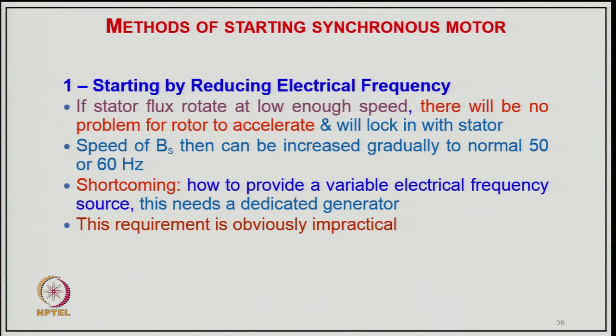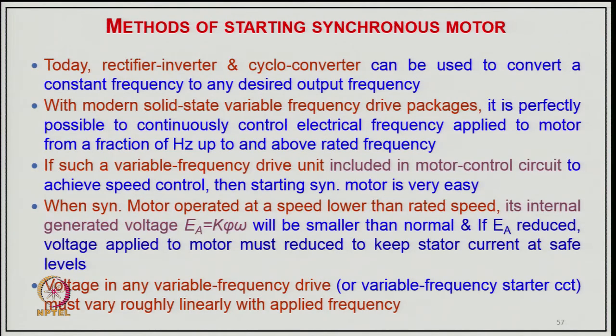The speed can then be increased gradually to 50 hertz or 60 hertz. The shortcoming is how to provide the variable electrical frequency source, which needs a dedicated generator or maybe a kind of inverter. This obviously has an impact in many situations. So, typically a rectifier-inverter and a cycloconverter can be used to convert constant frequency to the desired output frequency.